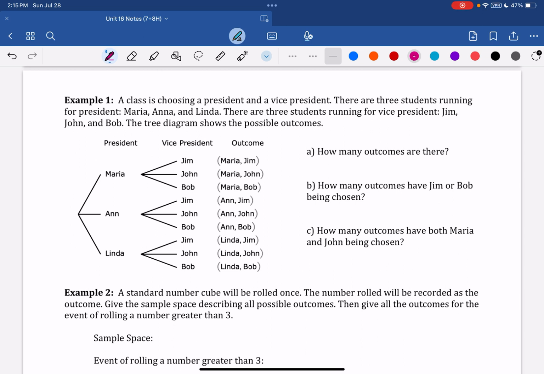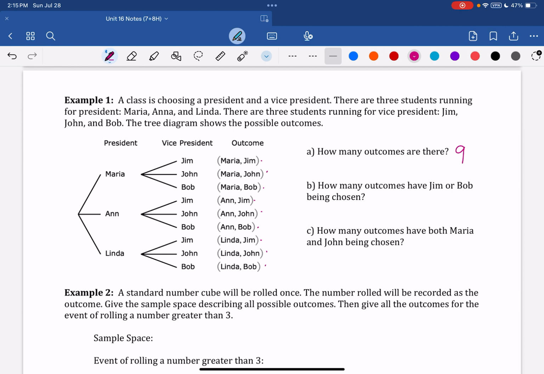Okay? So a class is choosing a president and a vice president. There are 3 students running for president, Maria, Anna, and Linda. And there are 3 students running for vice president, Jim, John, and Bob. The tree diagram shows the possible outcomes. So for president, we can have Maria, Anna, or Linda. For vice president, we can have that combination. So how many outcomes are there? We just count: 1, 2, 3, 4, 5, 6, 7, 8, 9. There are 9 possible outcomes.